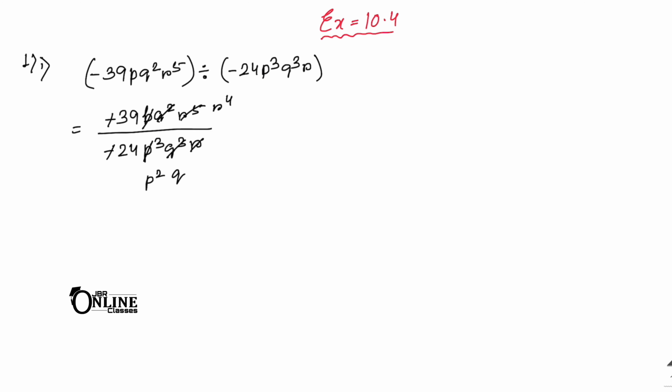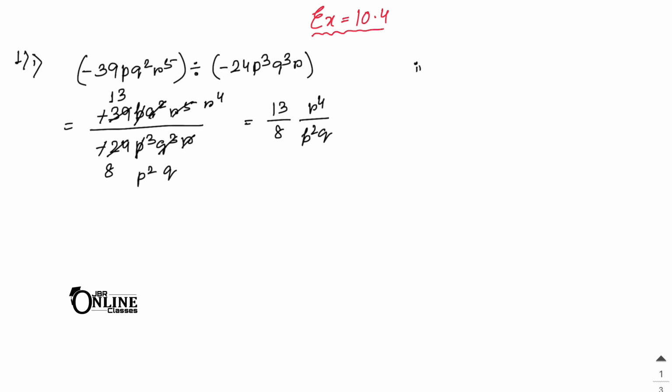So now here 24 and 39. If you cancel out with 3, it becomes 3 ones are 3 and 3 threes are 9 and 3 eights are 24. So here your final answer is 13 by 8. Then here it's 1 by p square. Upper one r to the power 4, lower one p square q. That is your final answer. Now move on to the next sum.